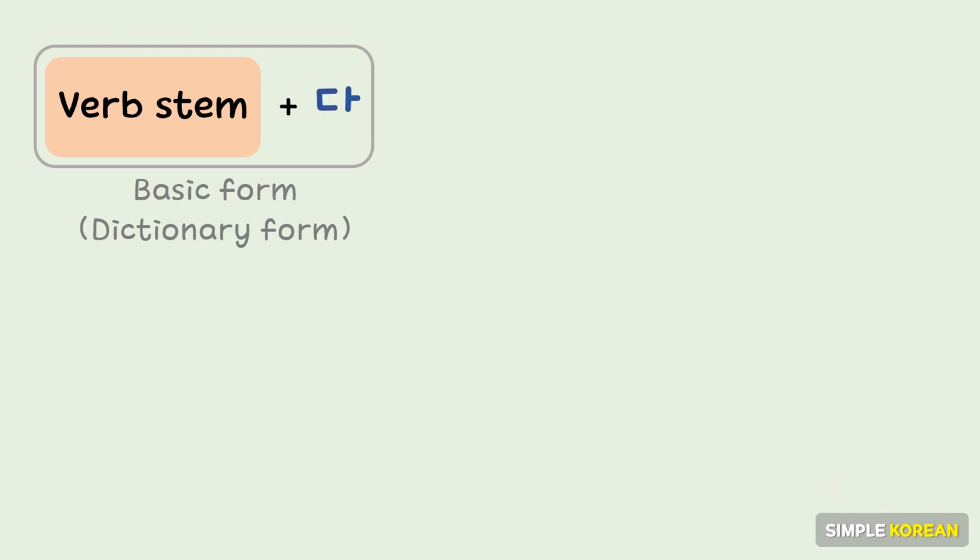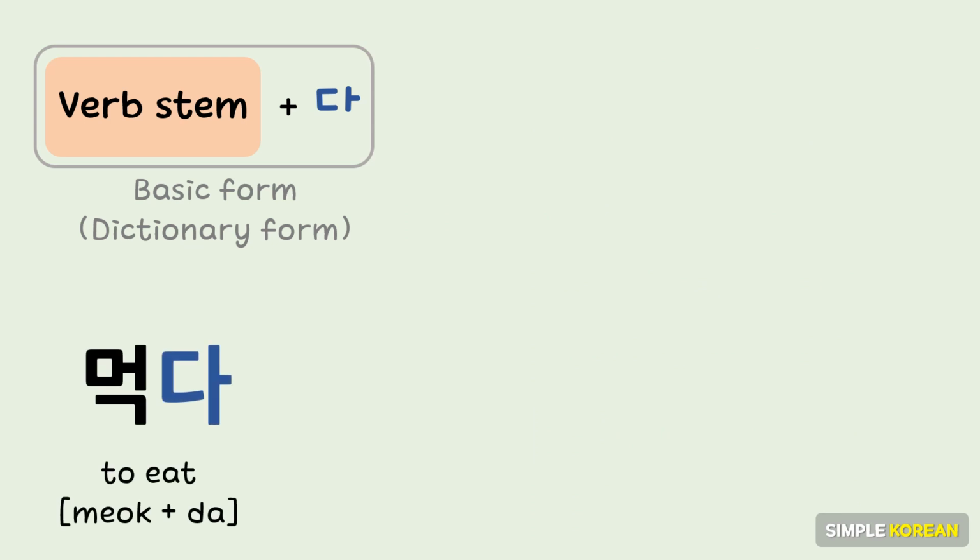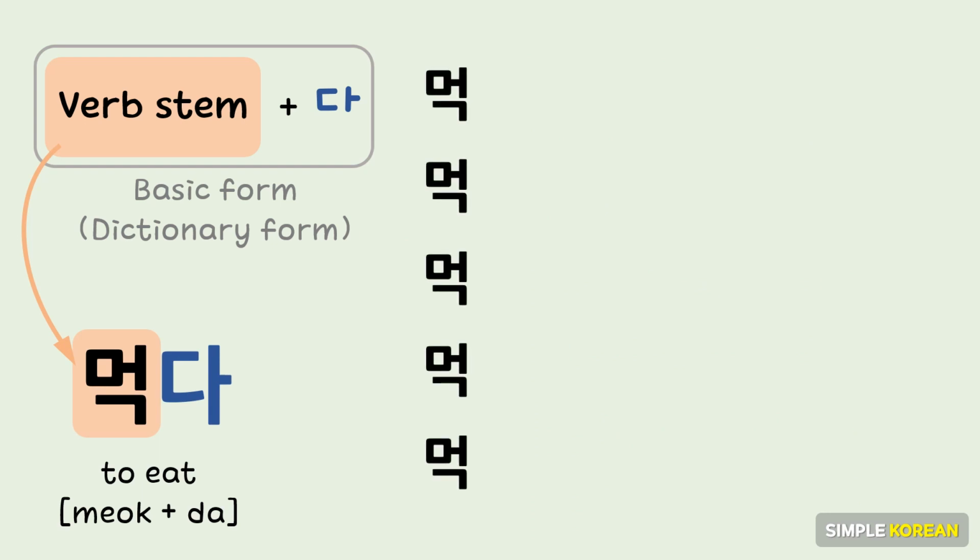For example, 먹다, to eat. 먹 is the verb stem. To conjugate a verb, first you need to delete 다 from the basic form. And the verb stem is never used by itself, so you must add the appropriate verb endings.